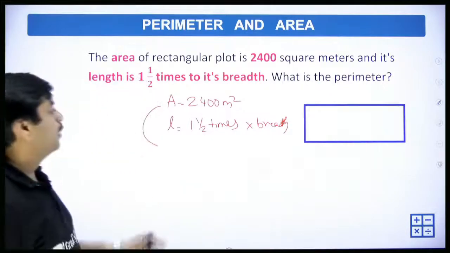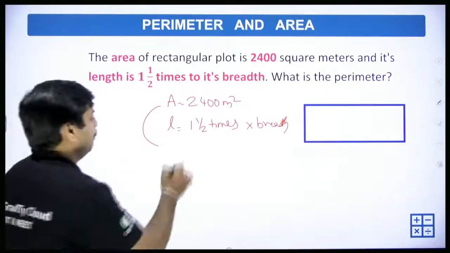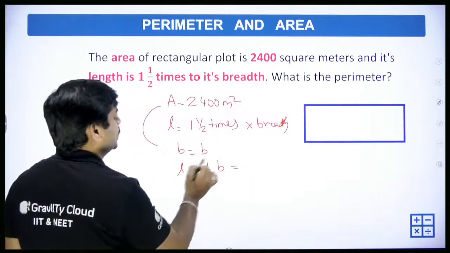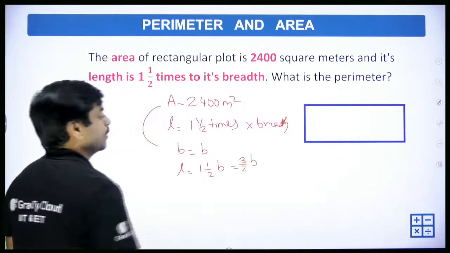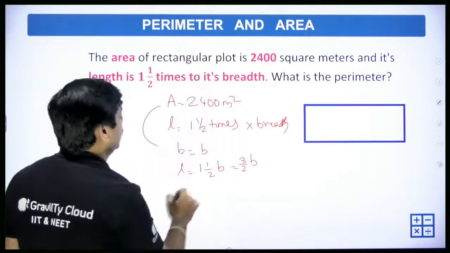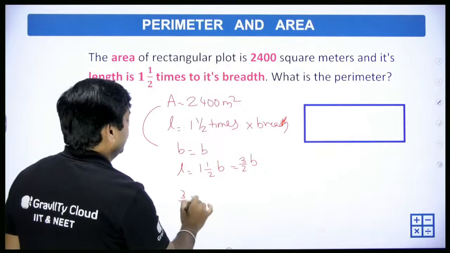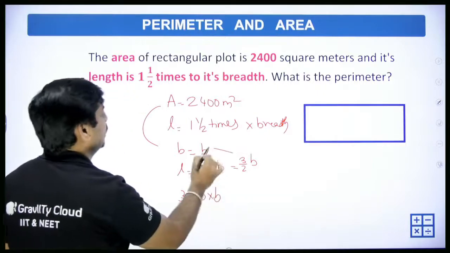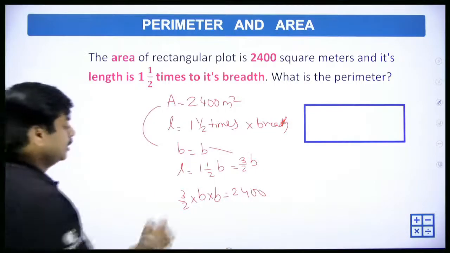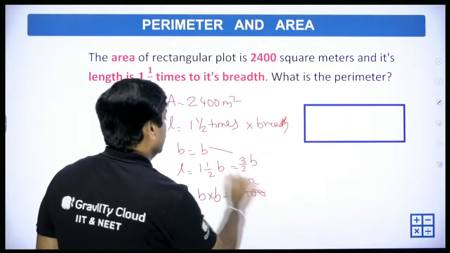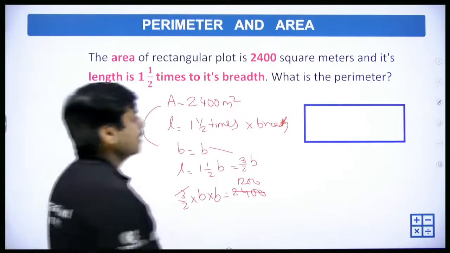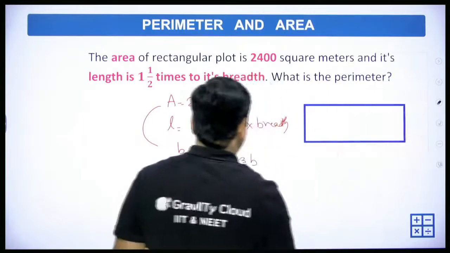Okay. So length is 1.5 times breadth. So breadth is B, but length will give you 1.5 times of B, that is 3 by 2 times of B. So now length into breadth, because the area is given as 2400, length into breadth is equal to 2400. So you can cancel with 3. 3 ones are 3, 3 12s. Sorry, I'm cancelling with the 2. Cancel with 2. Let me erase that.